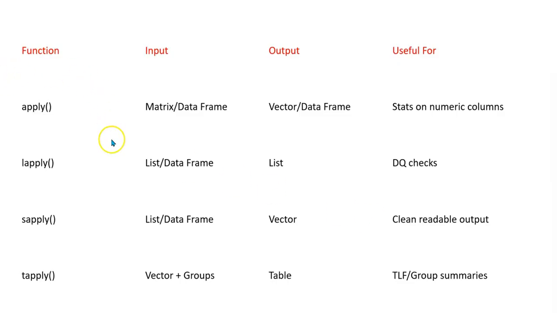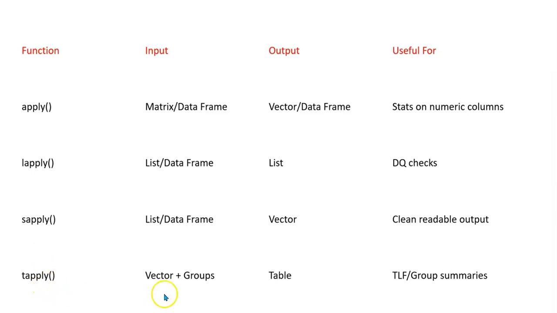This is basically the summary of all the functions. Apply: input is a matrix or data frame, output is a vector or data frame, and it works on numeric columns. Lapply: input is a list or data frame, output is a list, and we can use it for data quality checks. Sapply: input is a list or data frame, output is in vector form. For lapply the output is a list and for sapply a vector; we get a clean, readable output with sapply.